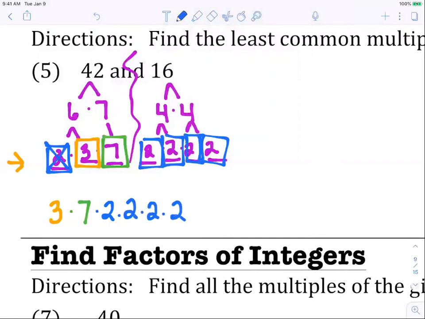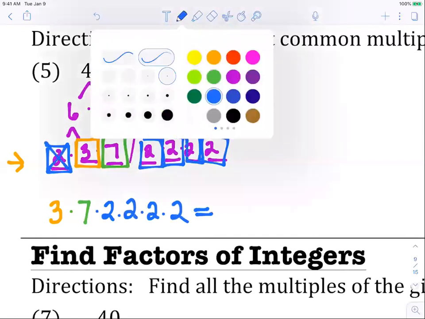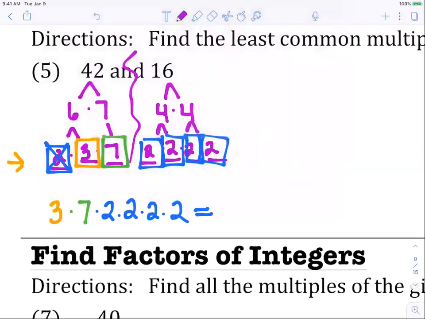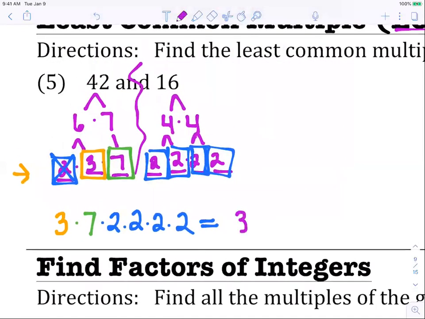16 has more 2s in its prime factorization than 42. So I'm going to bring all 4 of those down. And all together, when we multiply those together, that's going to give me my least common multiple. So to do that, I'm going to multiply them all together. When you do so, you get 336.